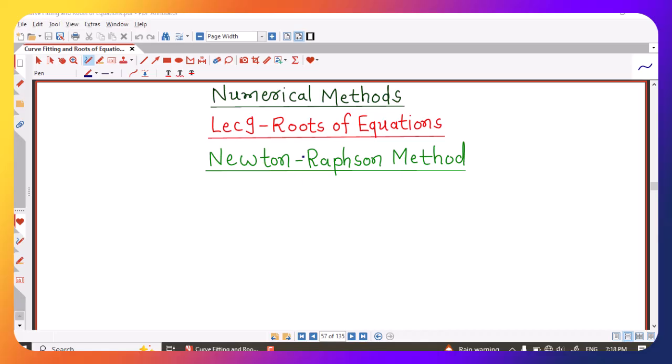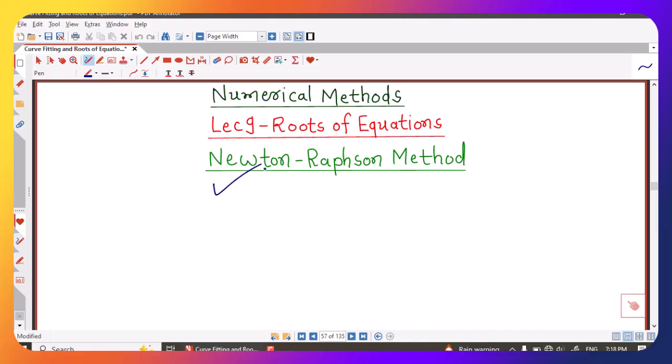In this lecture we are going to discuss another method of finding root of a nonlinear equation, which is called Newton-Raphson method or simply Newton's method. In this method we are going to see how we can use an initial approximation to obtain the root of a given nonlinear equation up to desired accuracy.